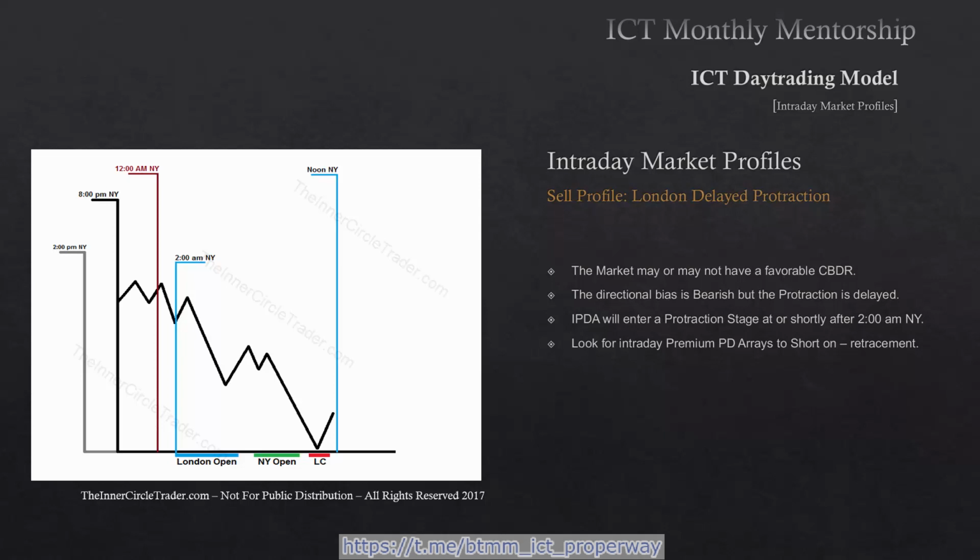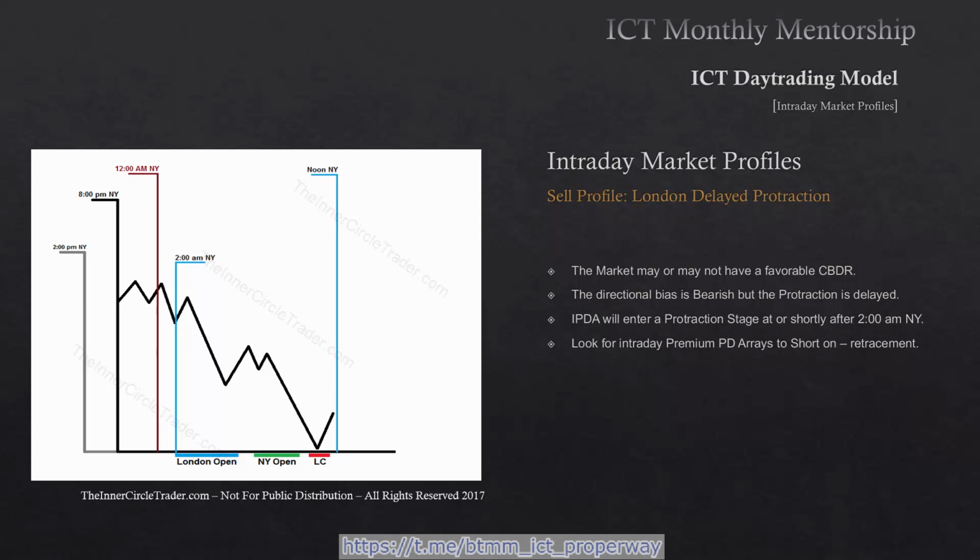That will be IPTA's protractionary stage. It will not want to make a higher high, and price will go to a premium PD array, bearish order block, a fair value gap or liquidity void, and then you will be selling short on the day. And again, the primary premise is you already have to have a bearish outlook. The daily is respecting resistance ideas, and it should be seeking sell side liquidity. If you have those criteria, this is the London delayed protractionary profile that you look to trade off of.